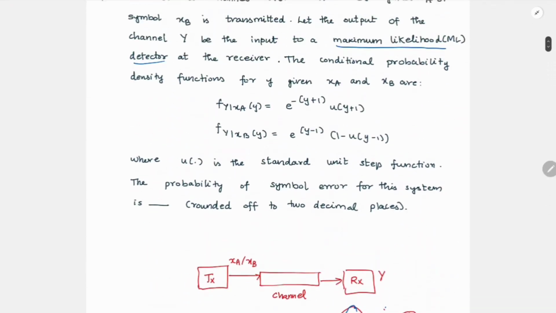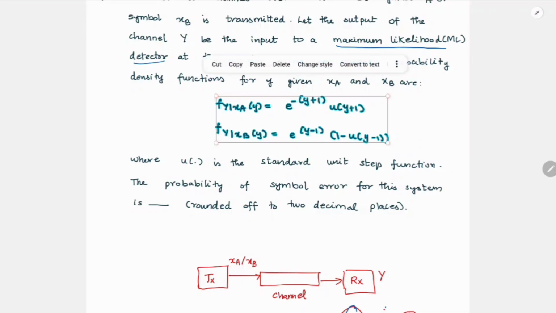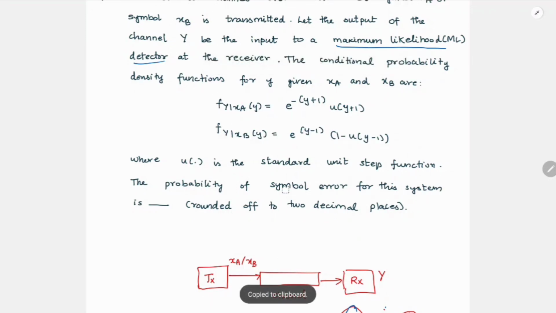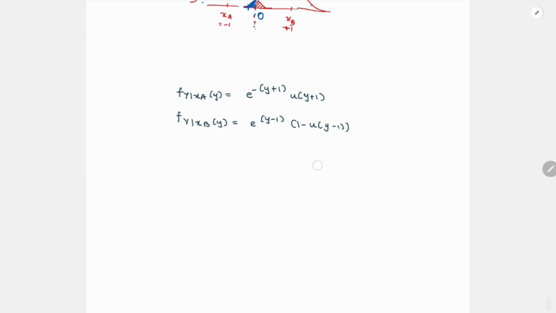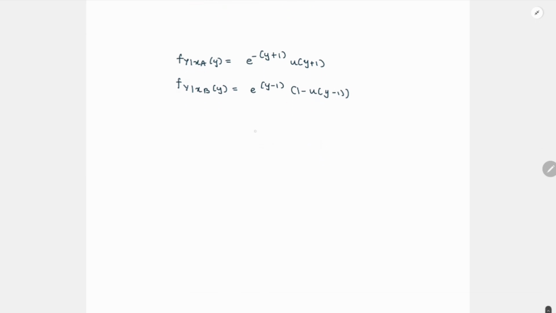Now they have already given some other distribution. So let us try to plot for this and find the probability of symbol error for this system. Same way only, and it is straightforward and easy. The only thing is we need to plot this correctly. So for y given XA, let us plot first.